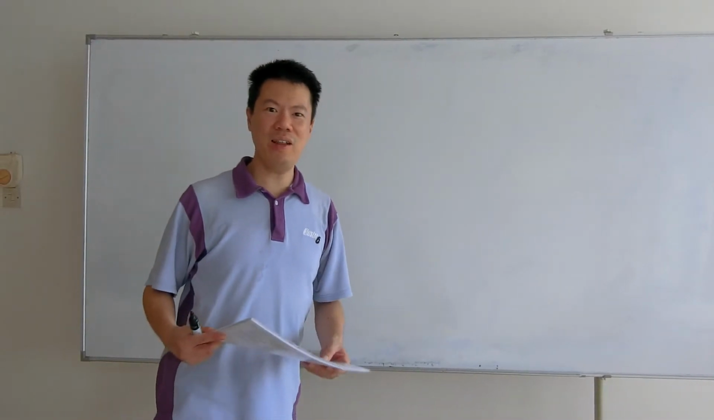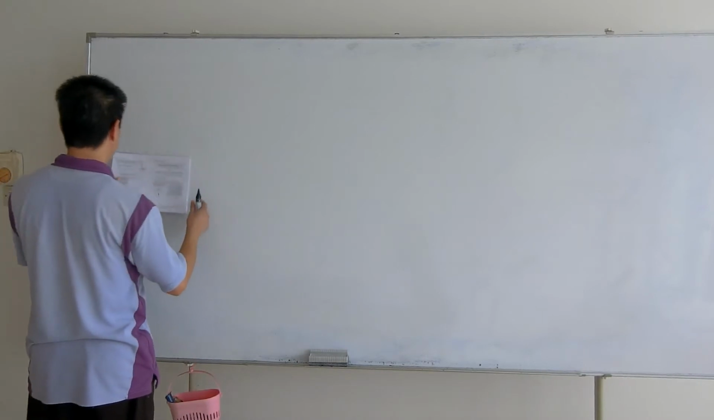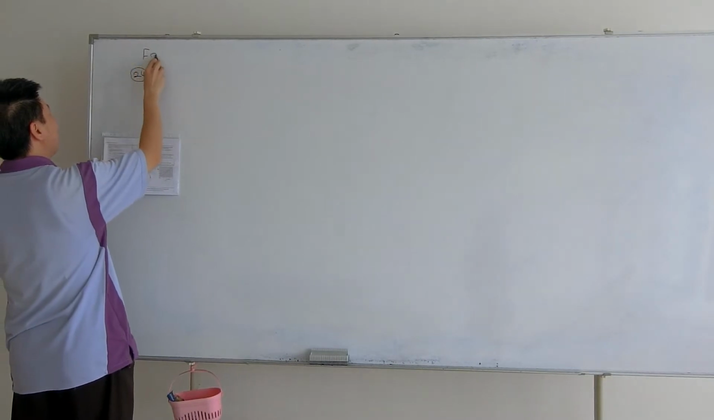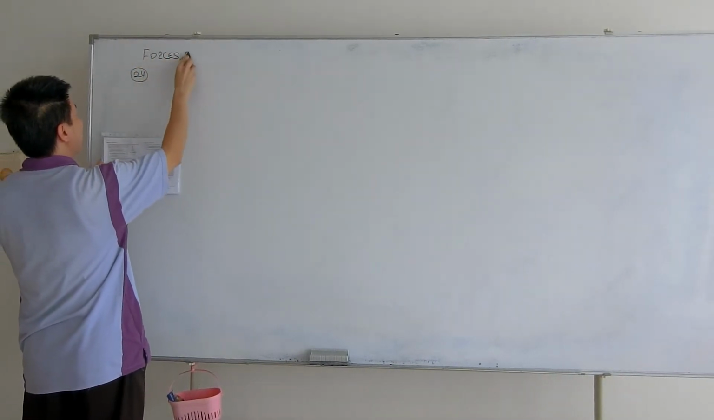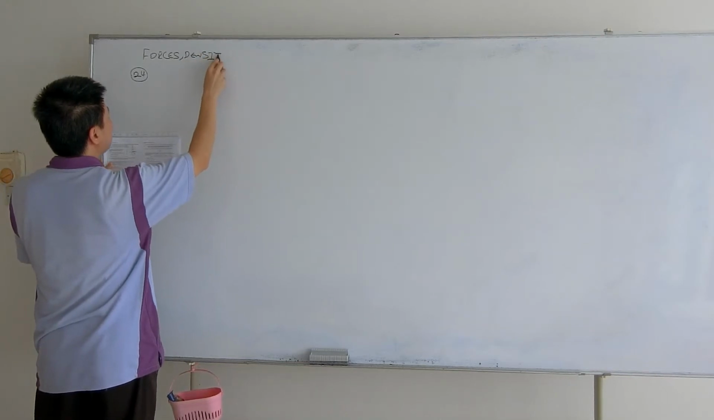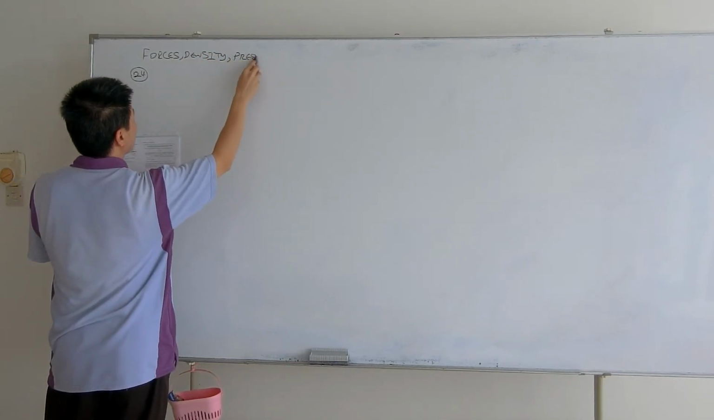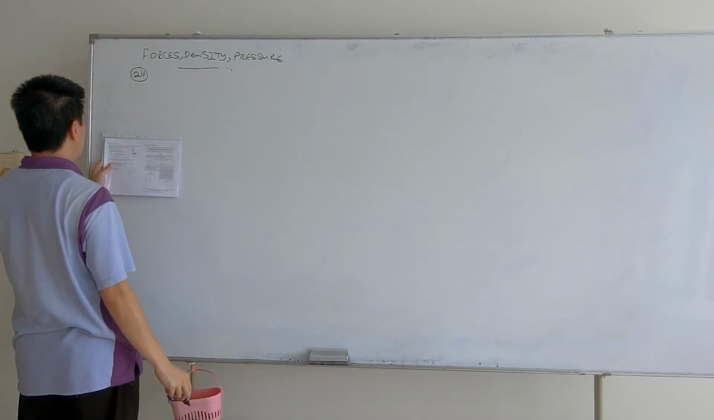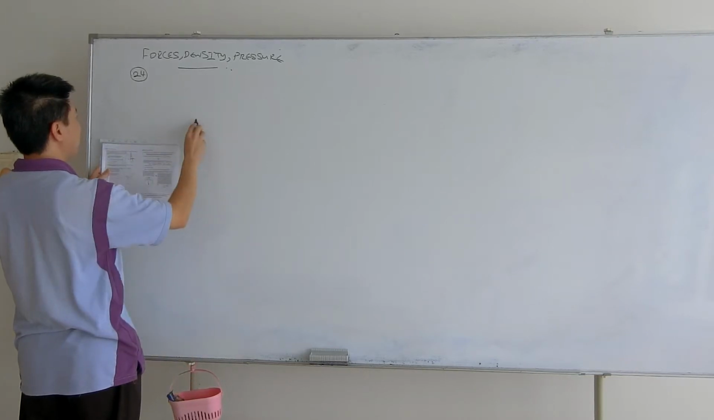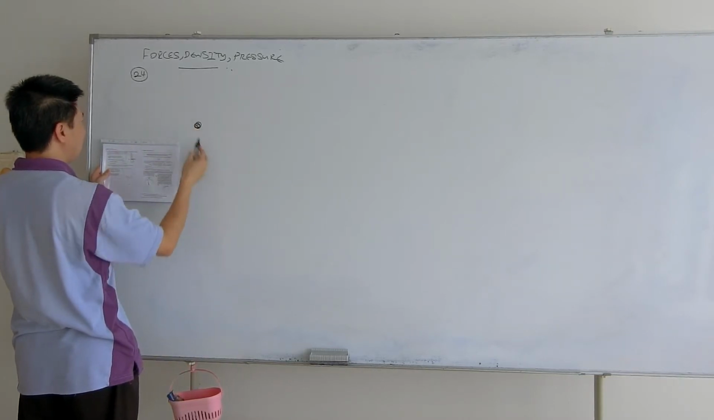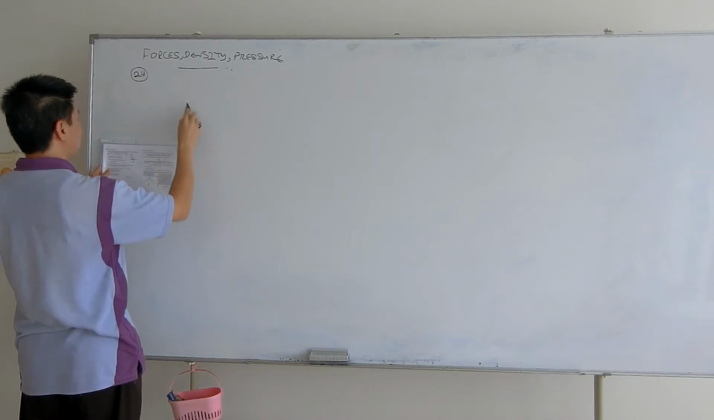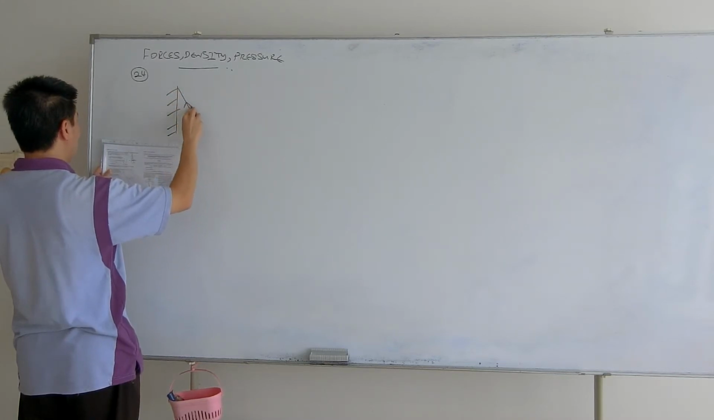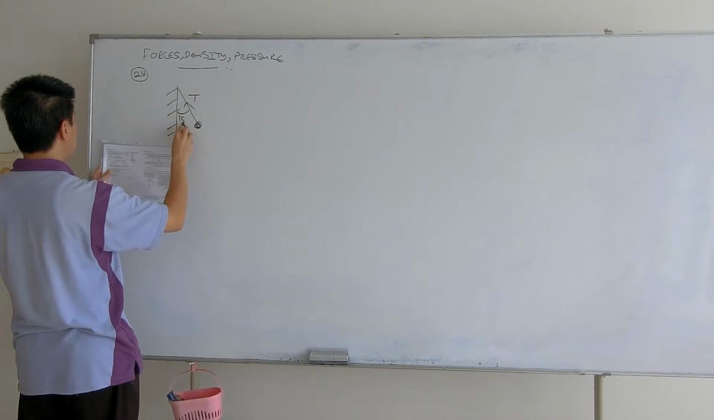We're doing question 24. In question 24, we are in topic forces, density, and pressure. A climber is supported by a rope on a vertical wall as shown in the figure. In the figure, you have a climber indicated by the point mass. You have a wall, and this guy is supported by a rope T at 18 degrees.